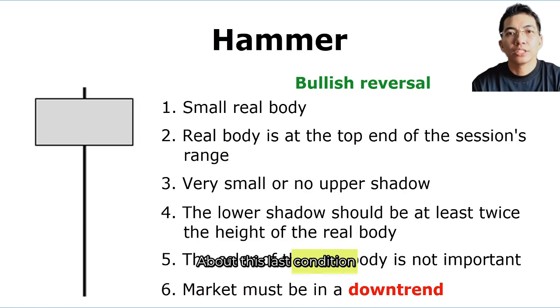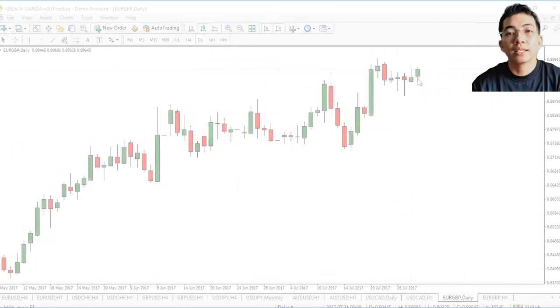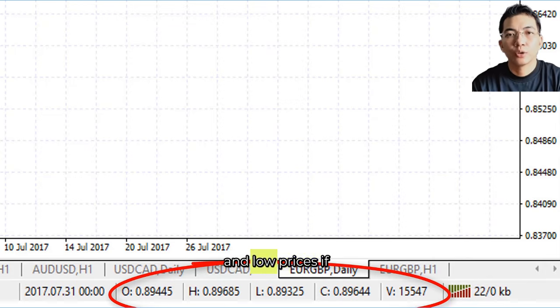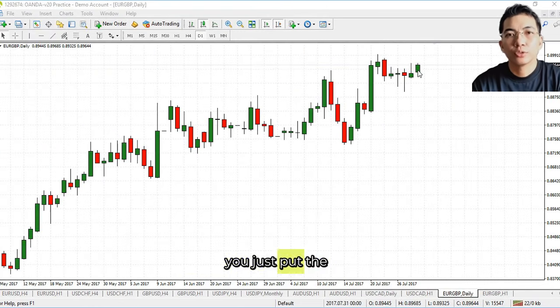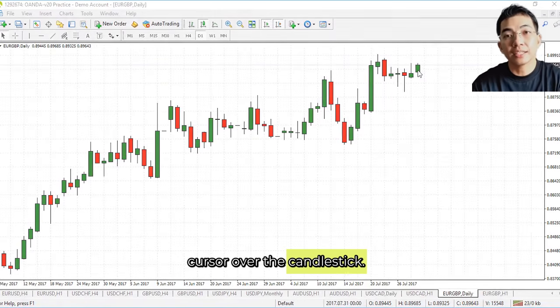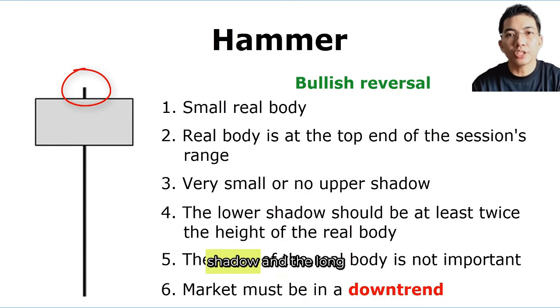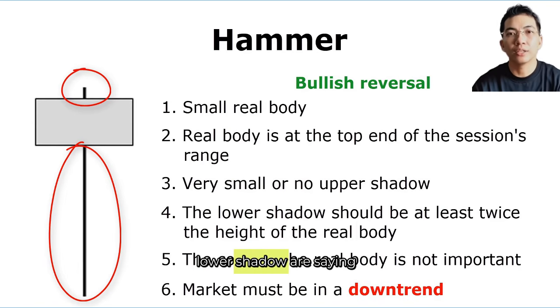About this last condition, you don't need to buy a ruler and measure the hammer every time. The MetaTrader will show you open, close, high and low prices if you just put the cursor over the candlestick. But in any case, you don't need to be super rigid about this rule, you will develop an eye for it.